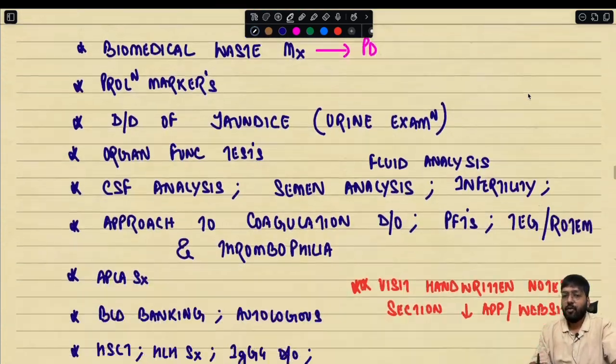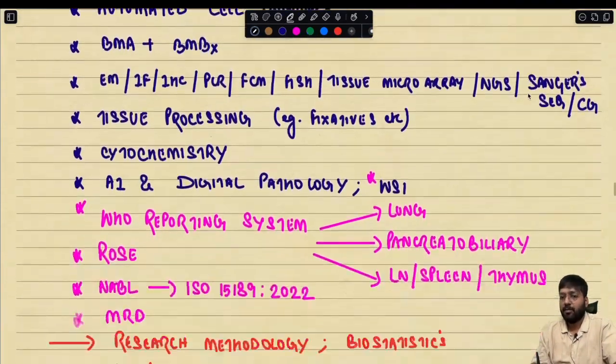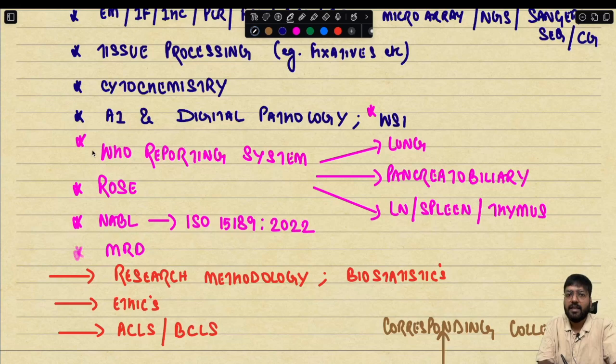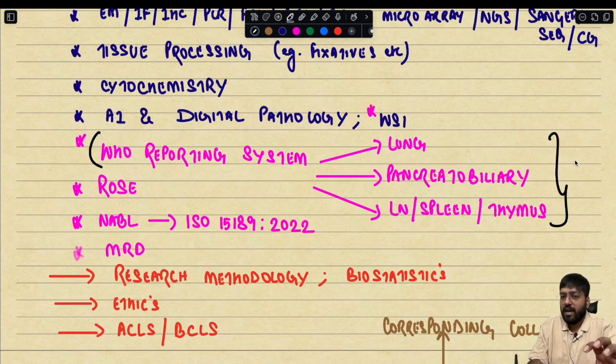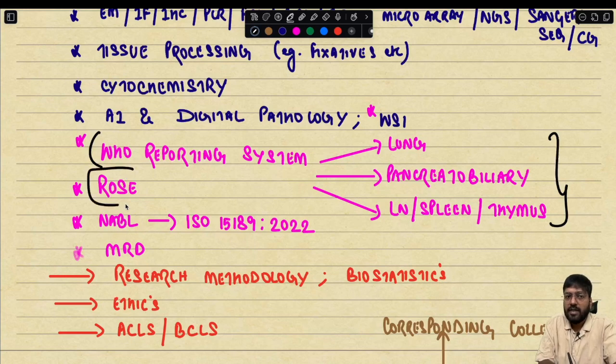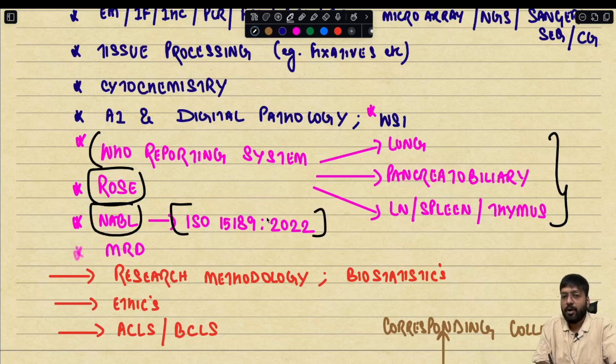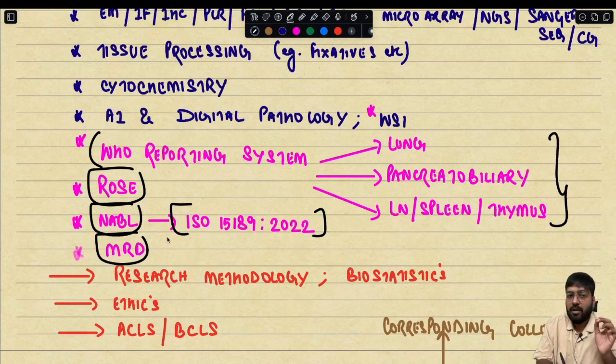Now for the lymph node, spleen, for the pancreatobiliary and the lungs, the WHO cytopathology reporting system is there, and this is an addition in this year. It might be asked, and we will try to cover it before the exams as well. Then what is ROSE? This can be asked this year, rapid on-site evaluation. Then last year they have added one question, that is NABL, the ISO 15189/2022. It was asked in the Gujarat University, and minimal residual disease is very important.